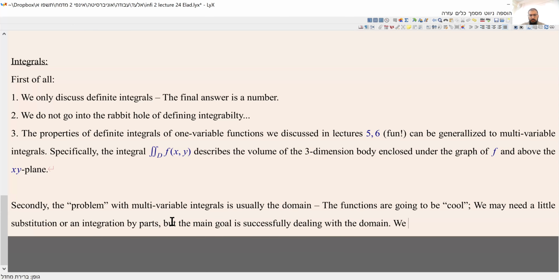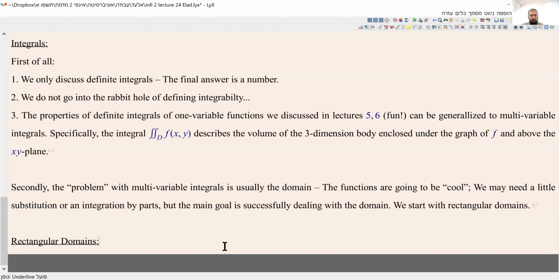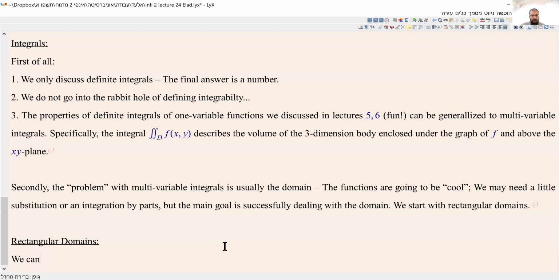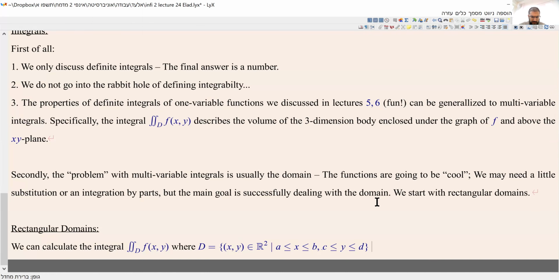We start with rectangular domains. We can calculate the integral of f above a domain D, where D is a rectangular domain, meaning that x is between a and b, and y is between some c and d, in one of two ways, whatever we want, in the following ways.